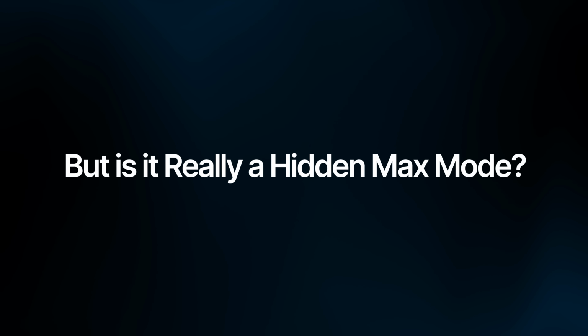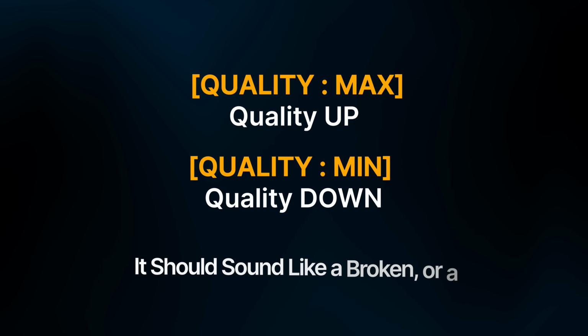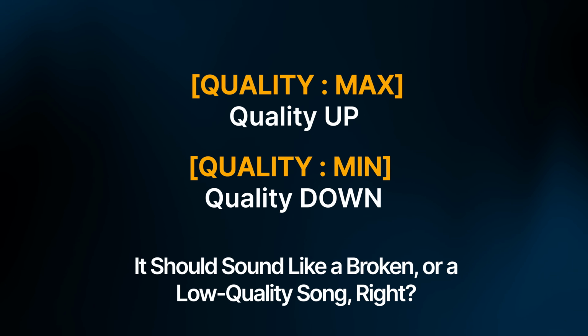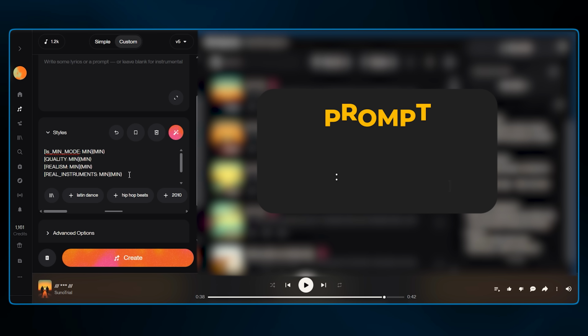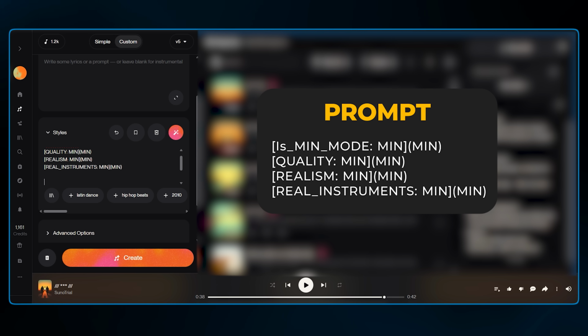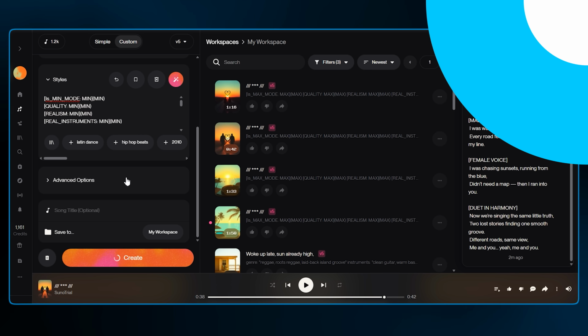We need to address the skeptics. If quality max code turns the quality up, then quality min should turn it down. It should sound like a broken or a low quality song, right? So let's try it. I'm gonna take the style code, flip everything from max to min, and let's try it out again on the same acoustic folk song in our first test case. Let's see what happens.